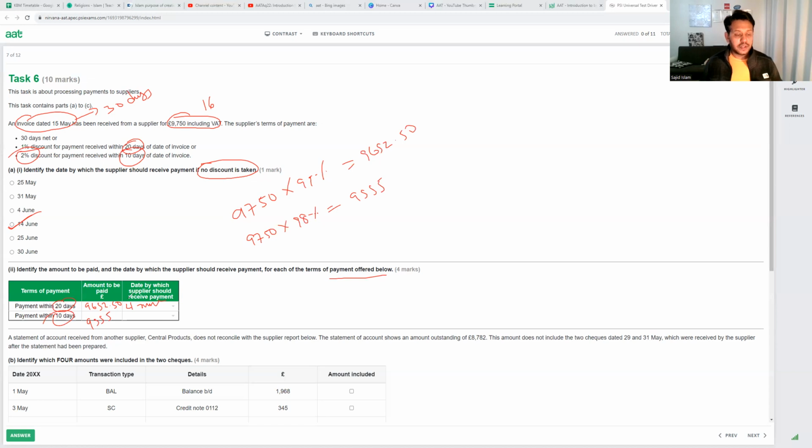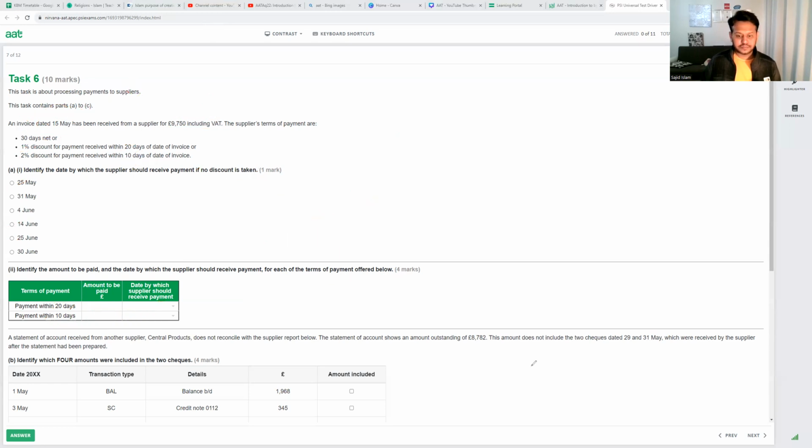9555, and within how many days do I need to make the payment? Within 10 days. So from 15, if I add 10 days, it will be 25th of June. So 25th of May, sorry, not June, because the invoice date is 15th of May plus 10 days, 25th of May. All right, so very simple. Let's move to the next one.